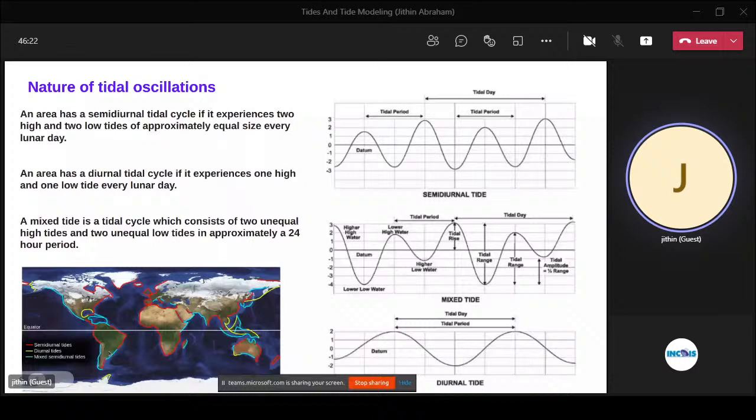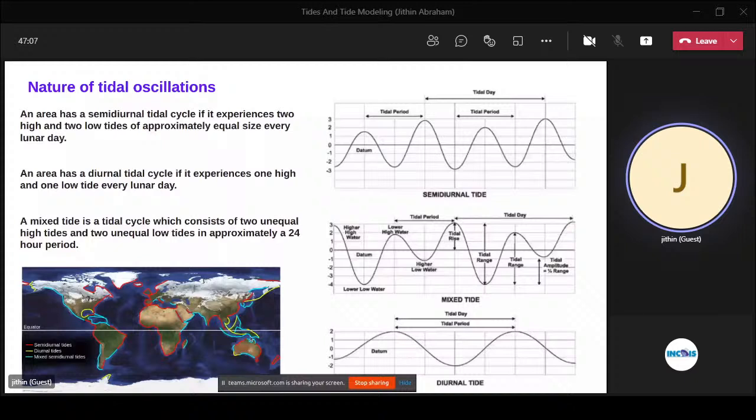This figure shows the nature of the tidal oscillations all along the globe. Locations with semidiurnal tides are represented as a red line along the coast. For example, in the Bay of Bengal region the tidal oscillation is semidiurnal, and in the Arabian Sea the tidal cycle is mixed in nature. There are some areas with pure diurnal tides, and semidiurnal tides, such as the Gulf of Mexico and the Western Pacific near the Indonesian region.